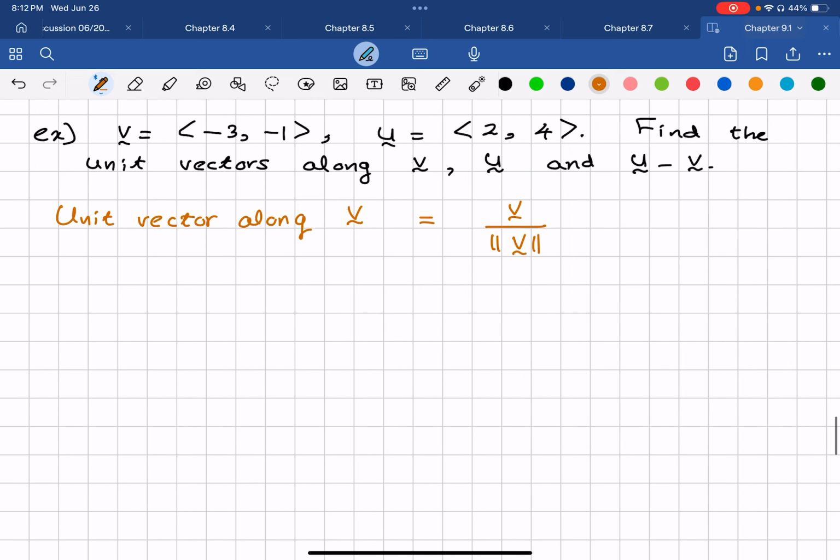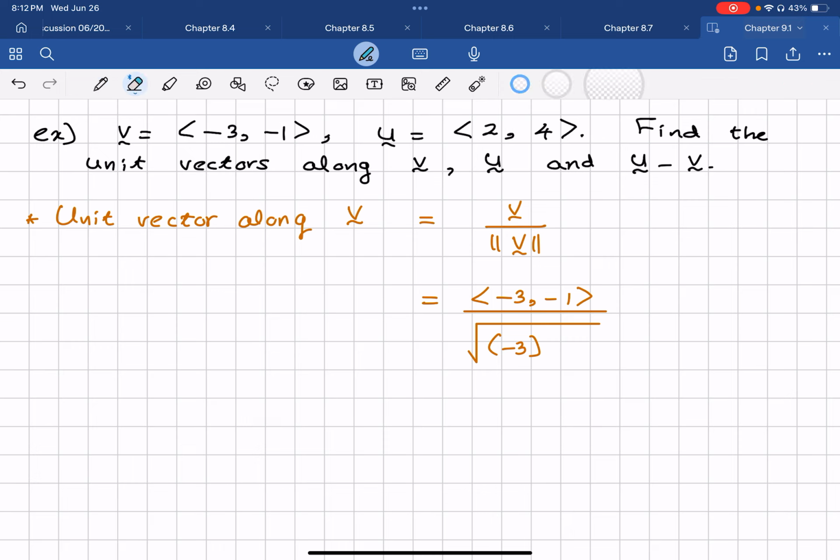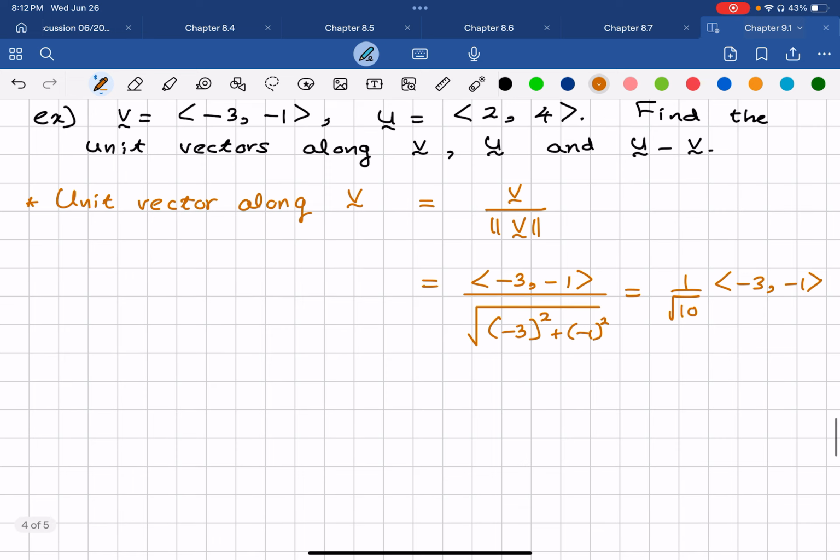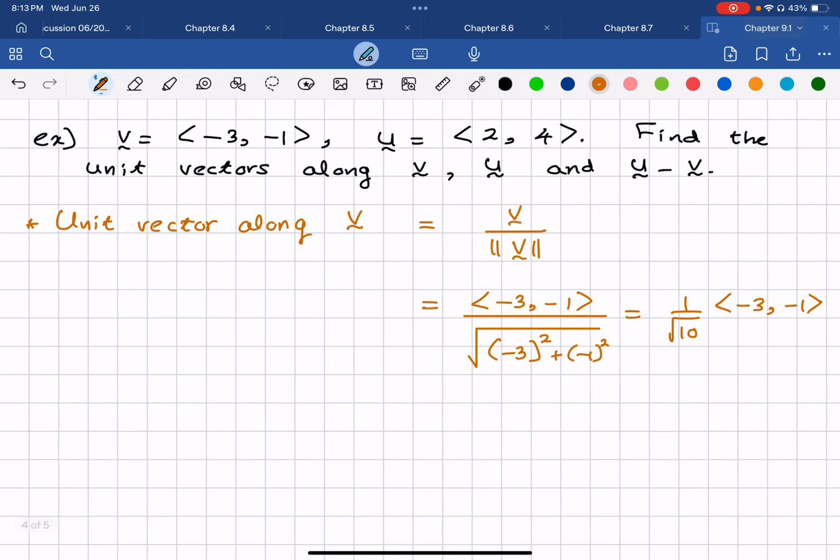So what is my vector v? It is going to be -3, -1, and I have to divide by its norm. Norm of vector v is given by the square root of -3 square plus -1 square, and I would get 1 over the square root of 10 times -3, -1. Okay, right. Next we would find the unit vector along u.